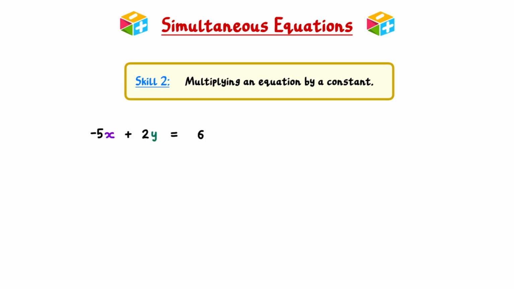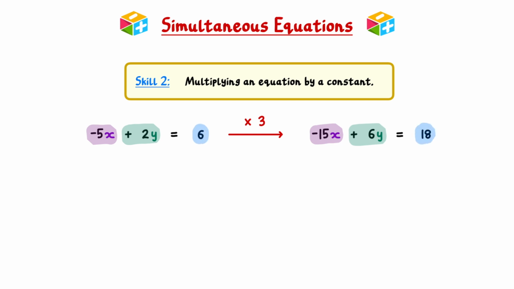Skill 2 is multiplying an equation by a constant. This is also done component-wise. If we were to multiply this equation by 3, we would have minus 5x times 3 equals minus 15x, plus 2y times 3 equals 6y, and 6 times 3 equals 18.